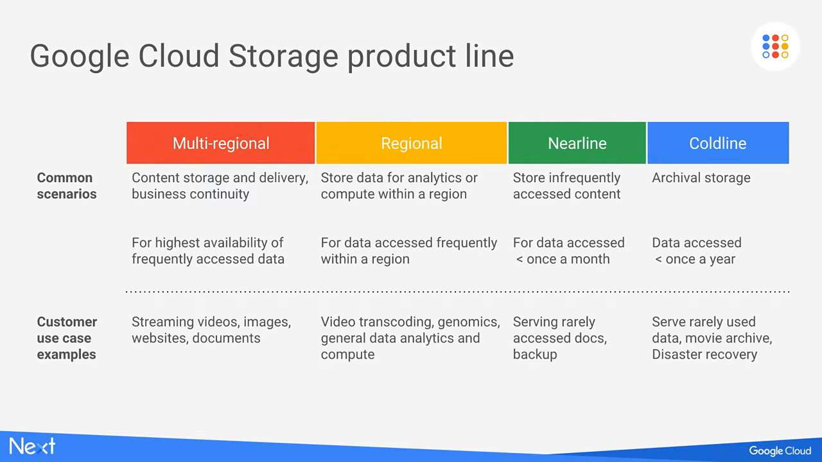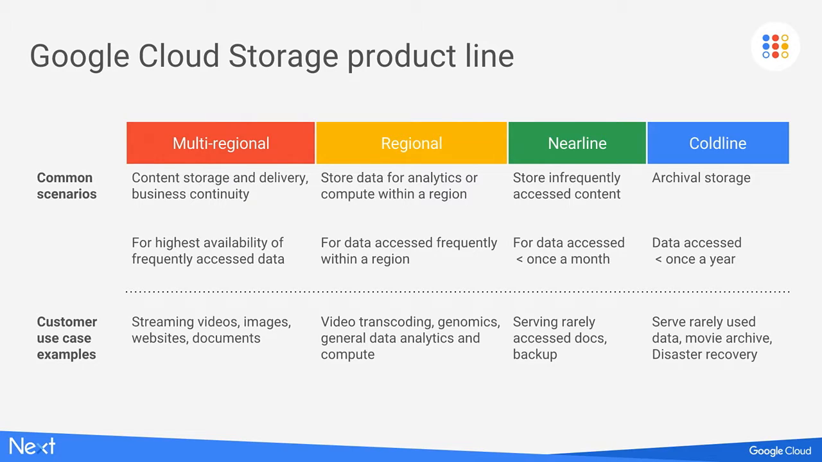The second class is the regional storage class. It's built for data analytics within a single region. If you are running compute workloads, you want to have your data stored right next to them. You want the lowest latency possible and the highest throughput possible, and the regional storage class is the right place for storing data for analytics workloads or general compute workloads. Both of those storage classes are built for hot data, and they provide the highest level of availability across our 4 storage classes.